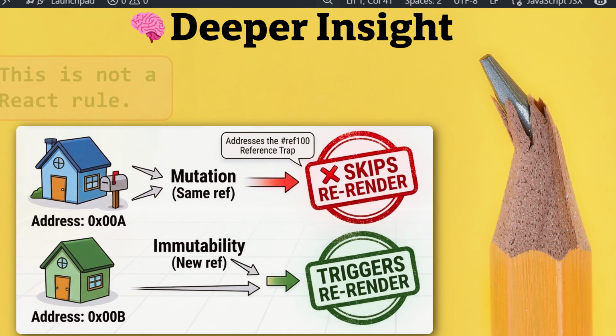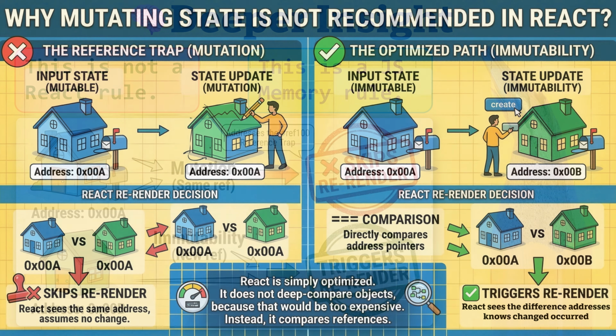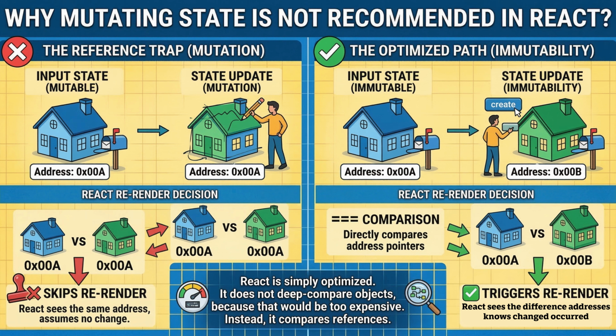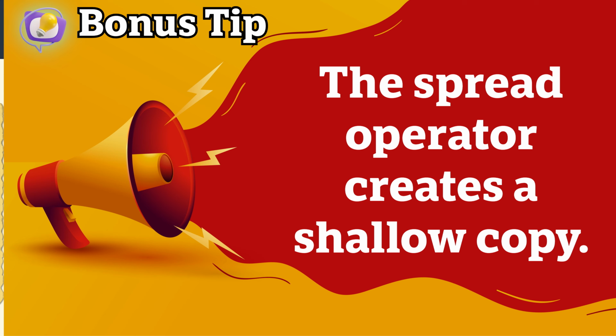So this is not a React rule. It is just a JavaScript memory rule. React is simply optimized. It does not deep compare objects because that would be too expensive. Instead, it just compares the references, which means understanding how JavaScript handles memory is more important than memorizing React patterns. And here is one more important detail.